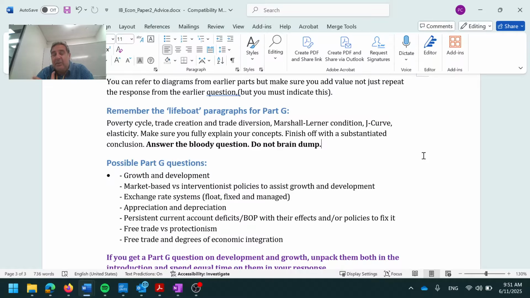Do not do the brain dump. If you do a brain dump, you are going to get a very, very low score on Part G. Actually answer the question.